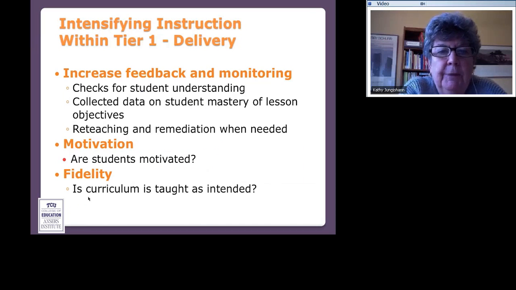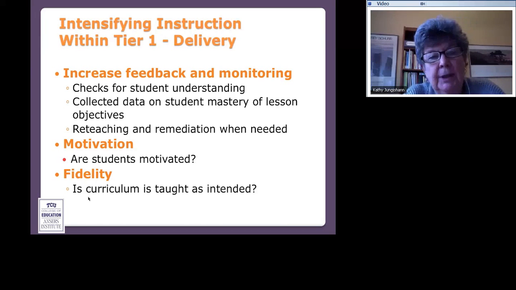Within Tier 1 delivery, another aspect to look at is increasing the feedback and monitoring that students get. Are teachers checking for student understanding, particularly before moving on to more independent levels of instruction? Are teachers collecting data on student mastery of the lesson objectives? And if students aren't mastering those objectives, are reteaching and remediation opportunities regularly provided to those students?